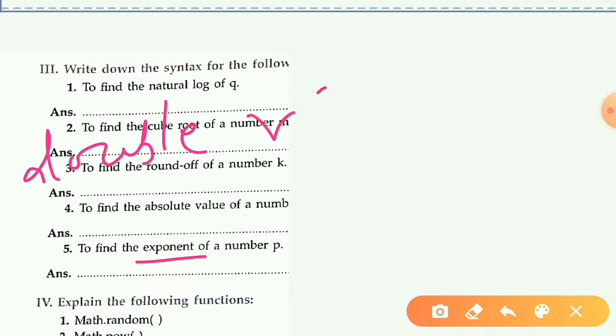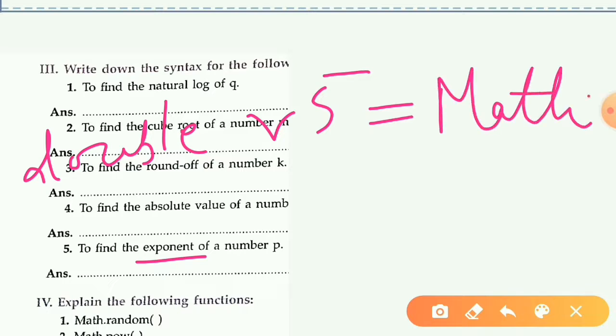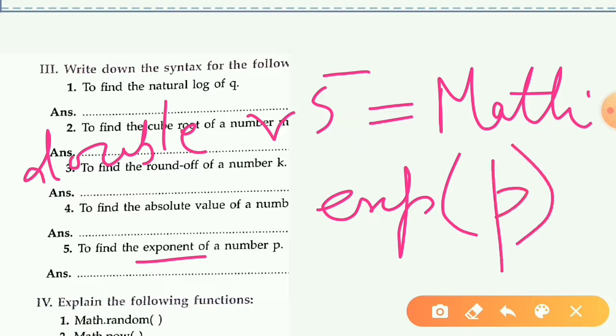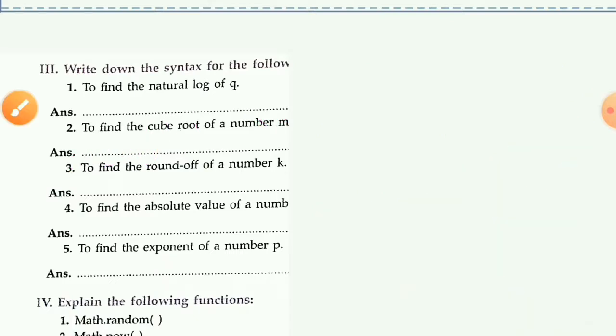So double v5 equals Math.exp, and in brackets write p, and afterwards just apply the semicolon. Okay, so these were the answers for your third part.